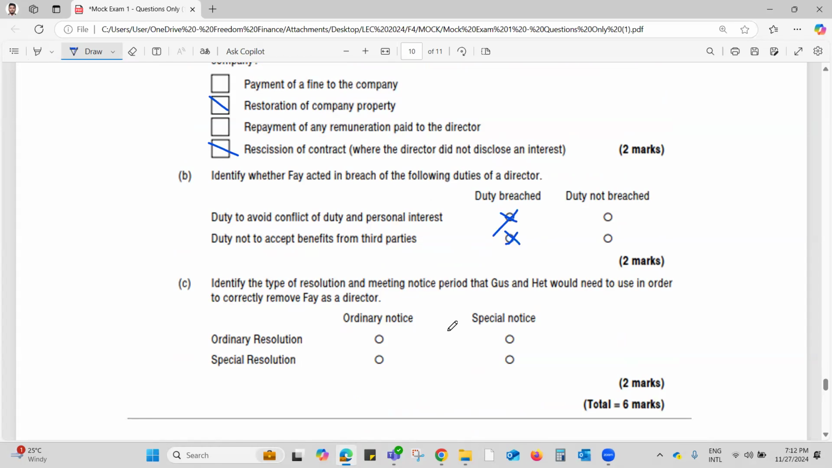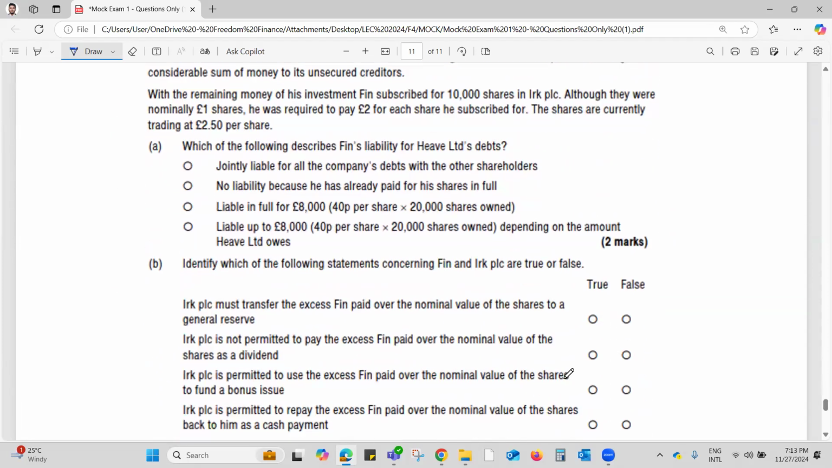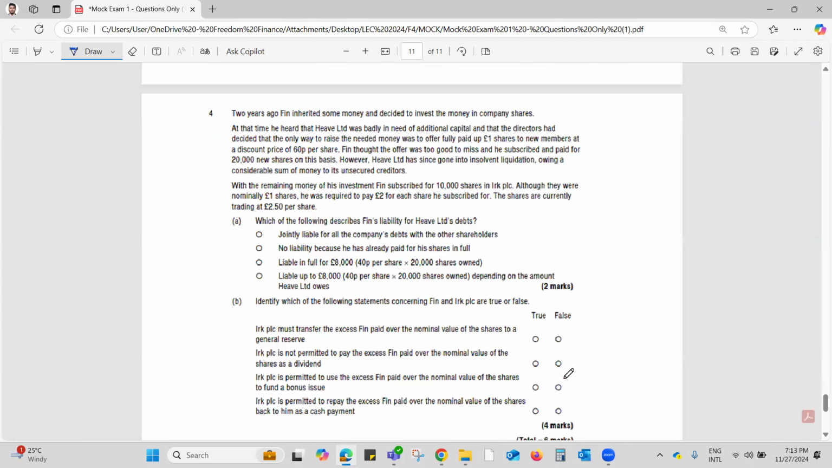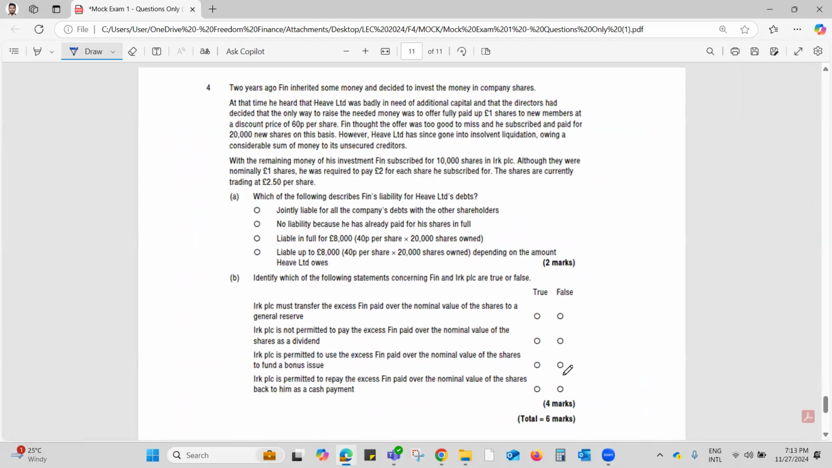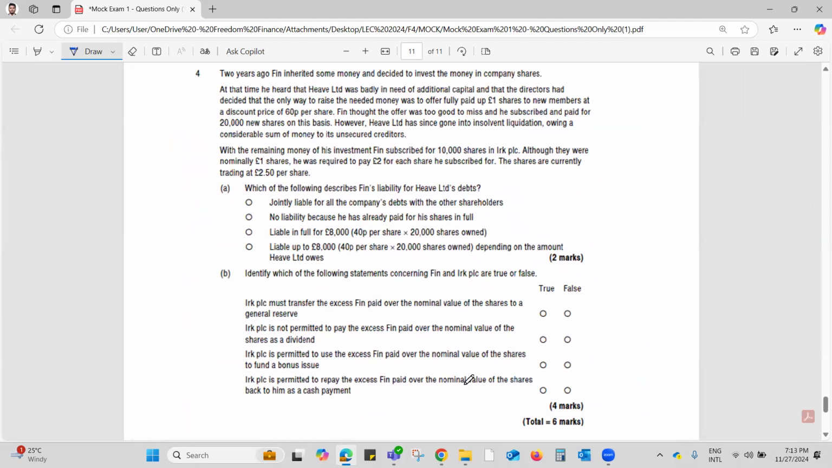If you want to remove F as a director, you need an ordinary resolution along with a special notice. Ordinary resolution with a special notice. So if you want to remove a director, you need to make an ordinary resolution with a special notice. Good. So let's discuss the next one as well, the fourth one. Can you all try the fourth one? Take 5 to 10 minutes and try this question.